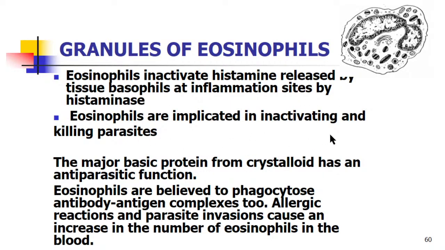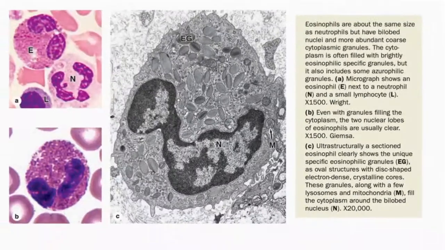Eosinophils are implicated in inactivating and killing parasites. Zooparasites die after the activity of the crystalloid, which has antiparasitic functions. Eosinophils are believed to phagocytose antibody-antigen complexes in allergic reactions and parasitic invasions, and these cause an increase in the number of eosinophils in the blood.